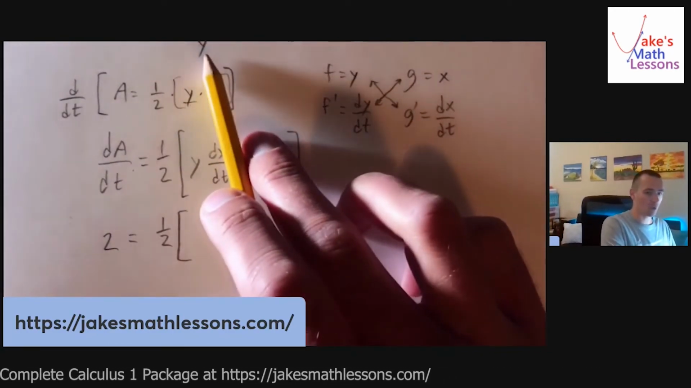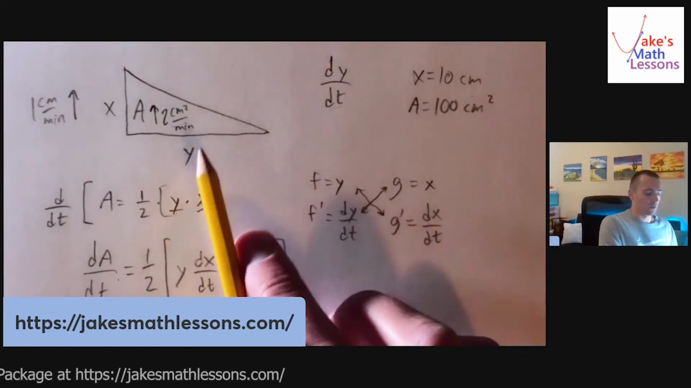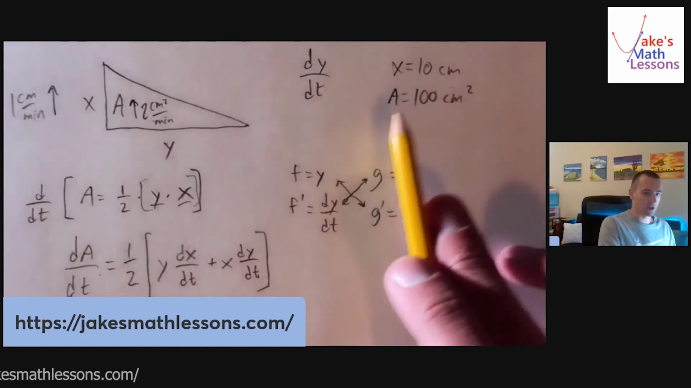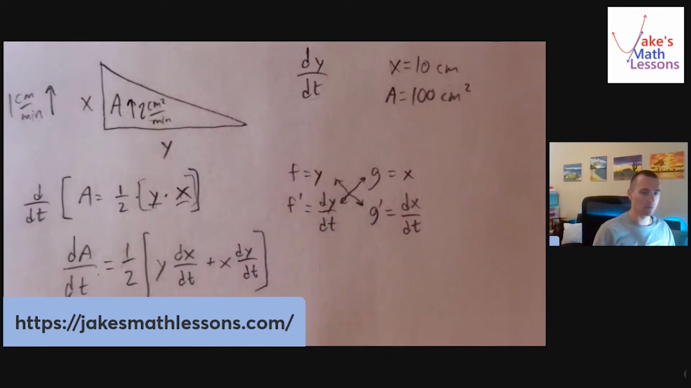So first let's think about y here. If we look in our drawing, y wasn't given. We know the moment in time we're looking at is when x is 10 and when a is 100, but we weren't given what y is. It didn't tell us what the base of the triangle was at the moment we want to look at.